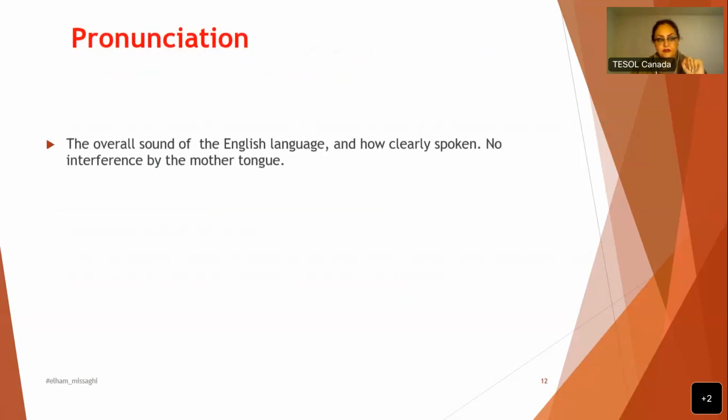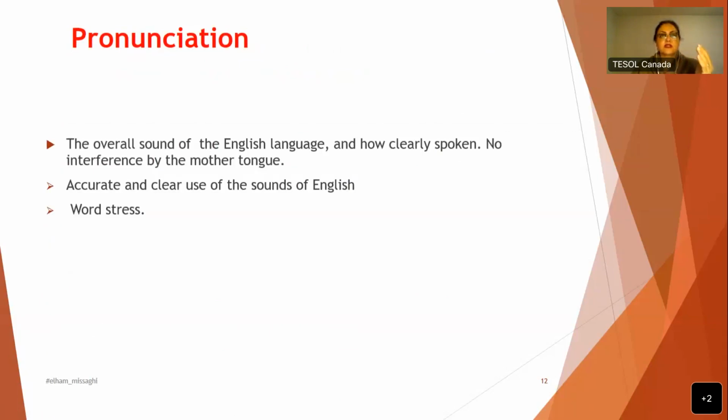Number 3, pronunciation. So it should sound like the English language. Okay? The accent is not important, but it should be understandable and how clearly spoken. Accurate and clear use of sounds of English. Word stress is very important.